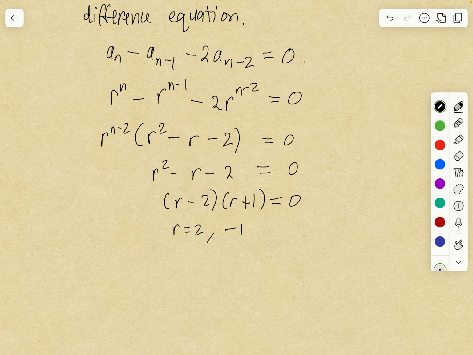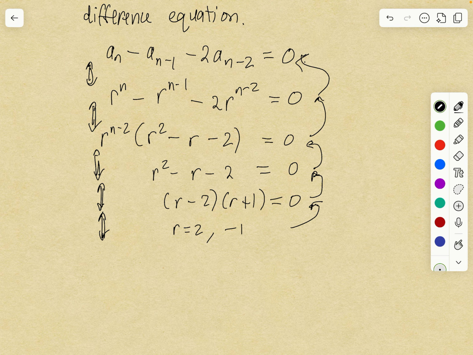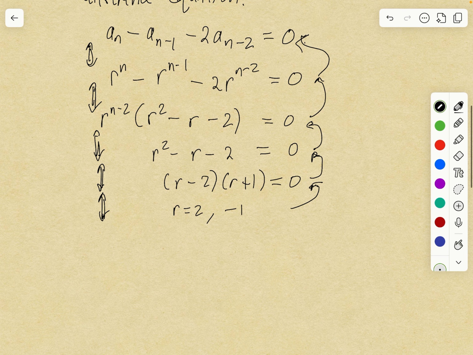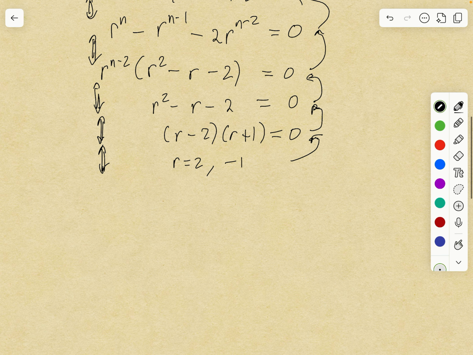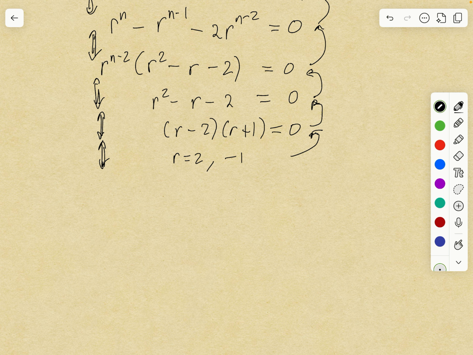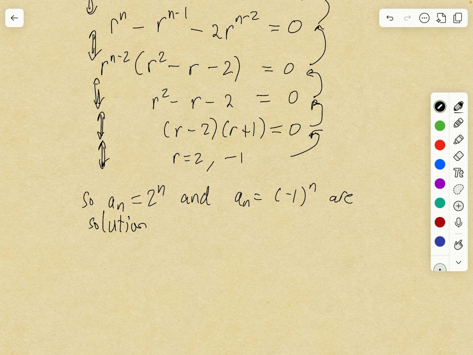These are all equivalent statements, since r is not 0. So if r is 2 or negative 1, then you get that equation, and that equation, and so on. That's what I'm trying to say. So 2 to the n and negative 1 to the n are going to work. You don't actually have to check that they work. So a_n equals 2 to the n and a_n equals negative 1 to the n are solutions to the recurrence.